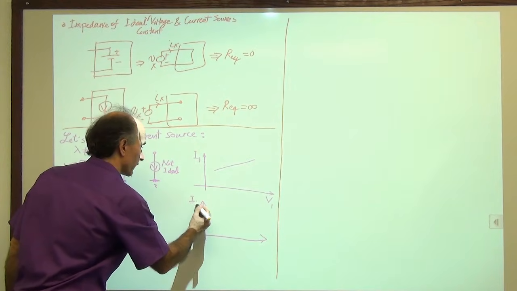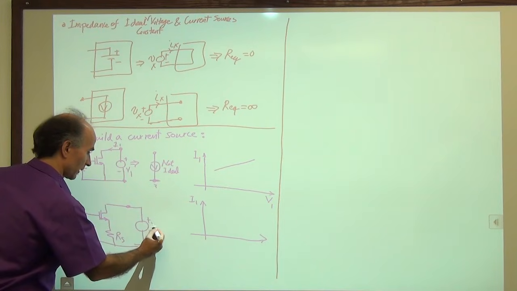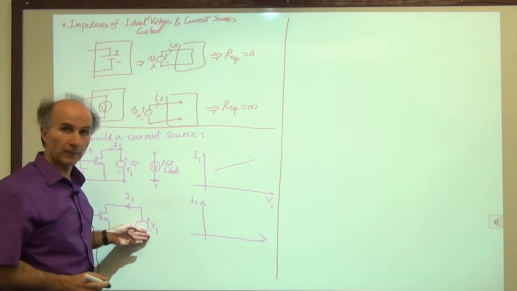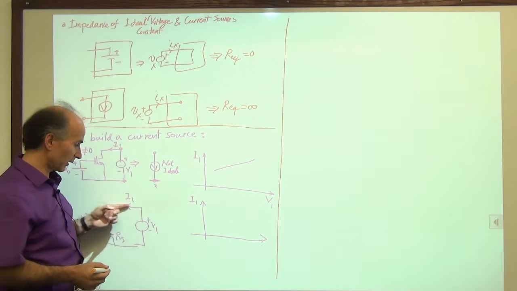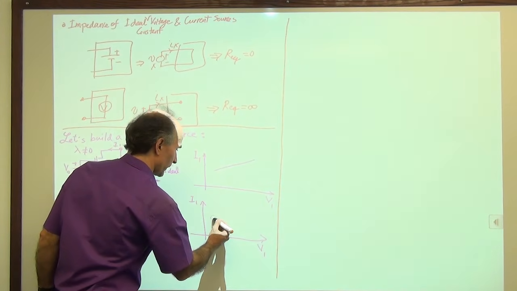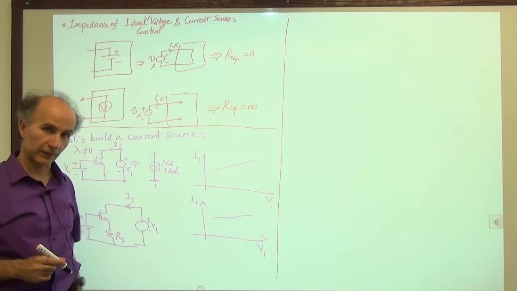So again, if I apply a voltage source here, V1, and I vary this voltage, let's say, from 1 volt to 2 volts, or 1 volt to 3 volts, and I plot this current as a function of V1, then I'm hoping that this will be more constant than the previous circuit.